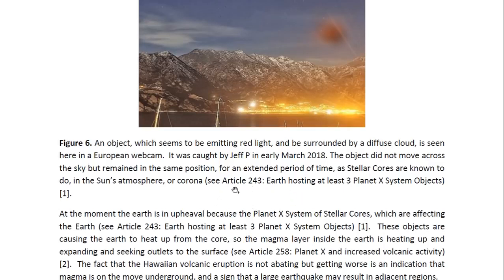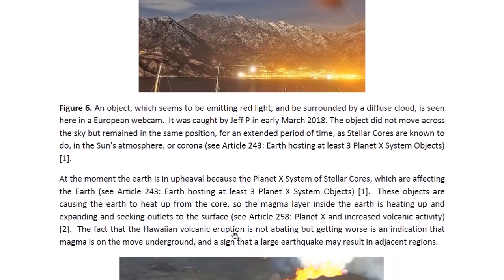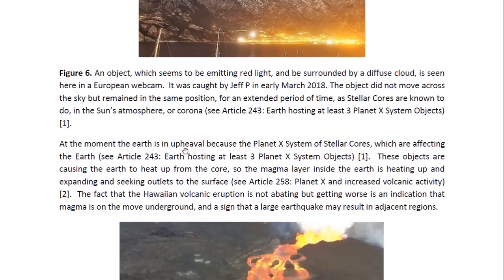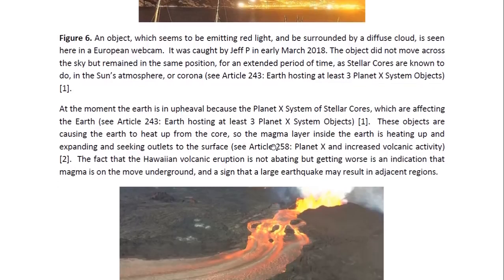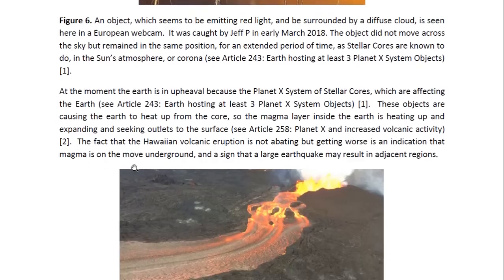You may look at article 243 entitled Earth hosting at least 3 Planet X system objects for more details on that. So at the moment, the Earth is in upheaval because of the Planet X system of stellar cores, which are affecting the Earth. Now, these objects are causing the Earth to heat up from the core, so the magma layer inside the Earth is heating up and expanding and seeking outlets to the surface. And you may look at article 258 entitled Planet X and Increased Volcanic Activity for more details on that.